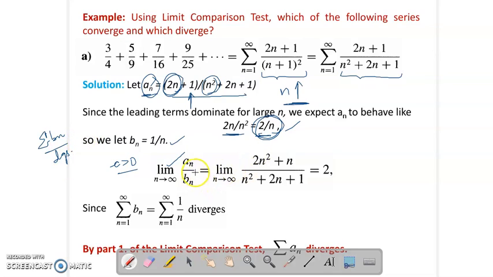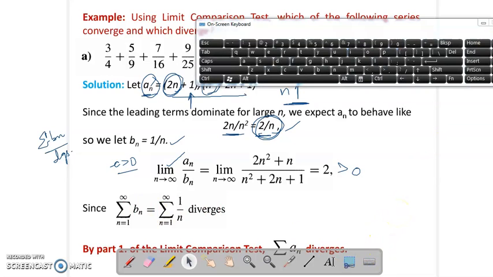Let's see. Limit n tending to infinity an upon bn is equal to limit n tending to infinity, just multiplying this by n, 2n square plus n upon n square plus 2n plus 1, which is equal to 2. Now this is some number c which is greater than 0, and since summation bn diverges, by part 1 of the limit comparison test, we can say that summation an diverges.